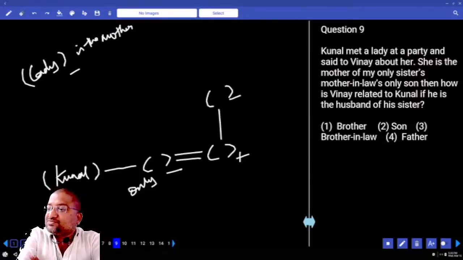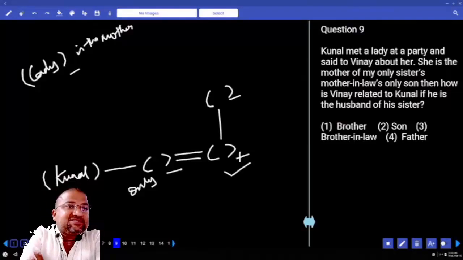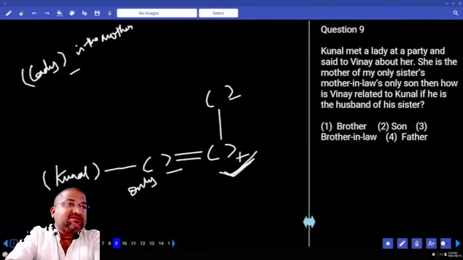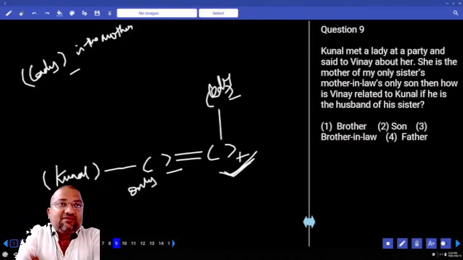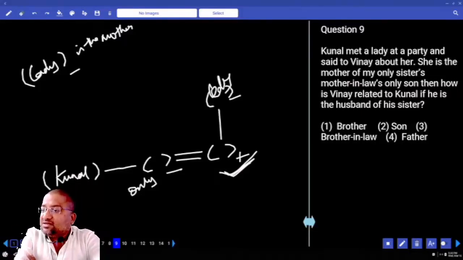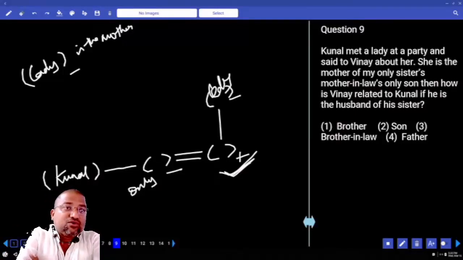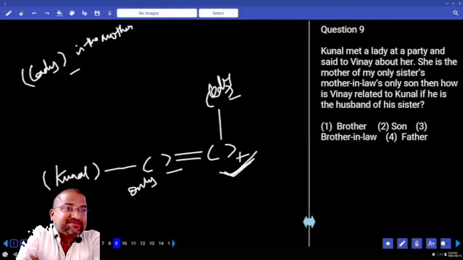Mother-in-law. Next. Only son. Only son is this person, right? Tell me. So the lady in the photograph is this person's mother. So automatically this is the lady whom Kunal was talking about to Vinay. What's the question? Then how is Vinay related to Kunal if he is the husband of his sister? Who is the husband here? Vinay.